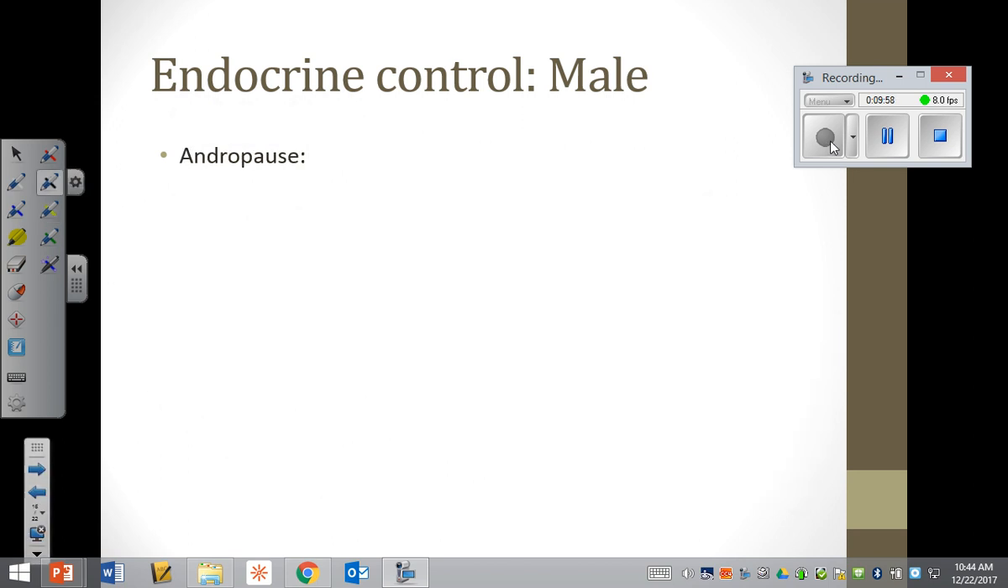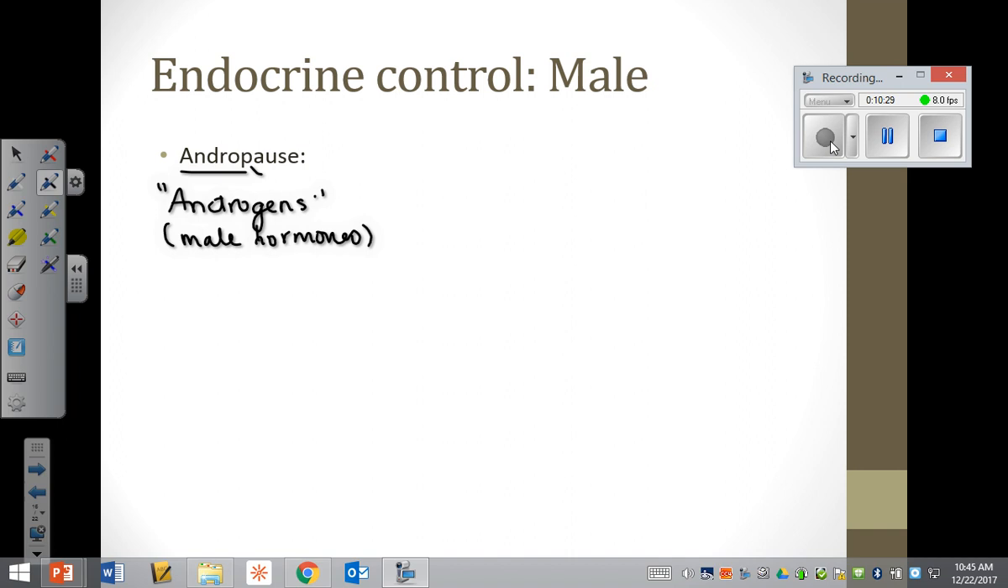Some of you might know what this is, but for some of you this might be a new word. Has anyone heard of andropause before? It's like menopause, but for men. So andro, that part of the word, refers to androgens. Androgens are male hormones, testosterone being the principal one that exists.